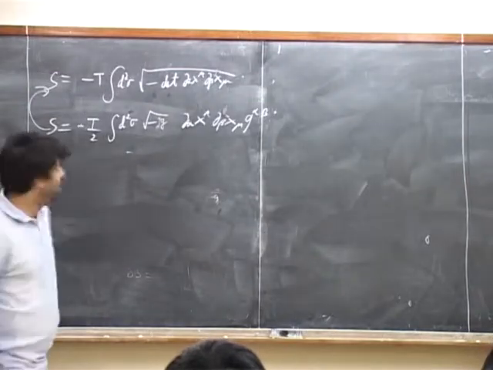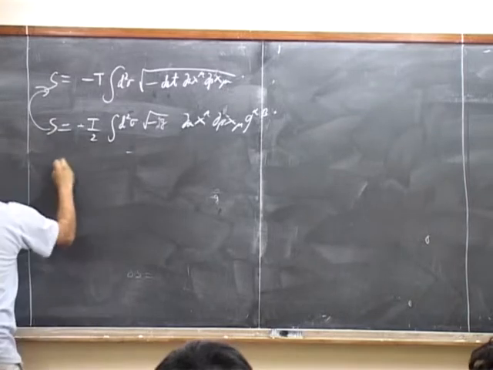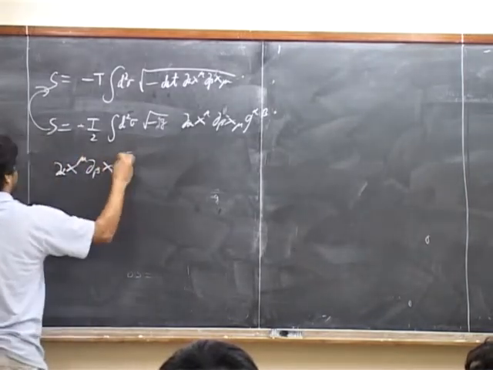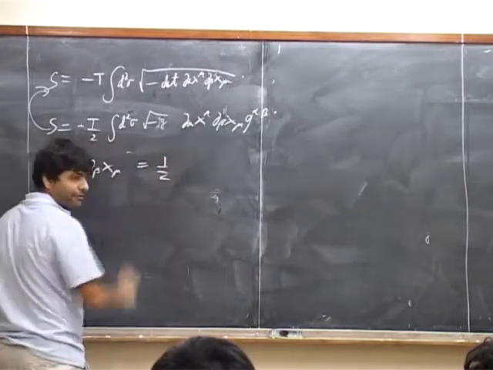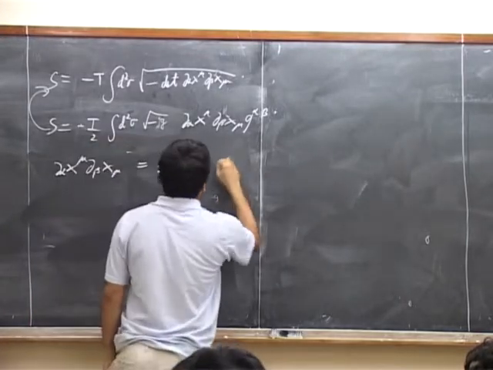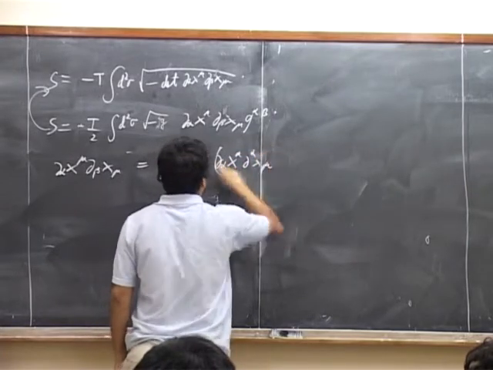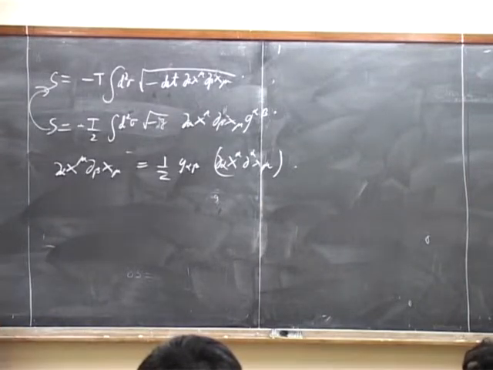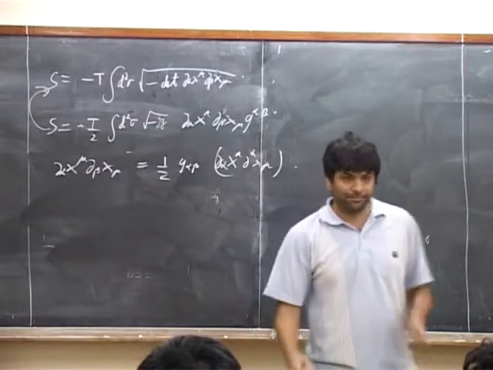The thing I found when varying with respect to G alpha beta was ∂_α x^μ ∂_β x_μ is equal to half of G_αβ times ∂_γ x^μ ∂^γ x_μ. The raising is done with this worldsheet matrix G. That's what I found. This is the equation of motion with respect to G.